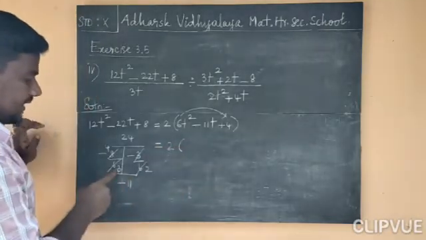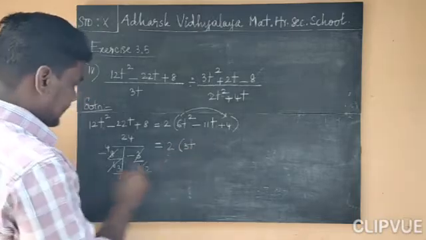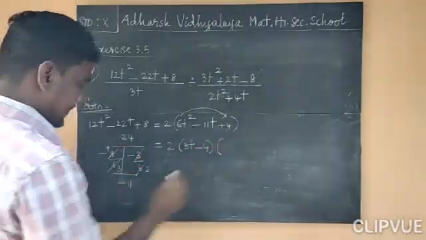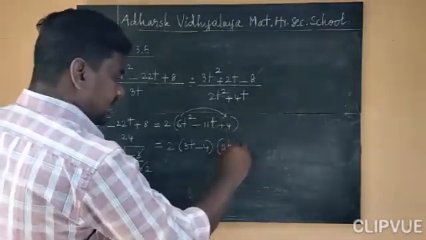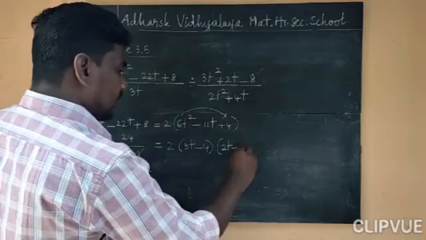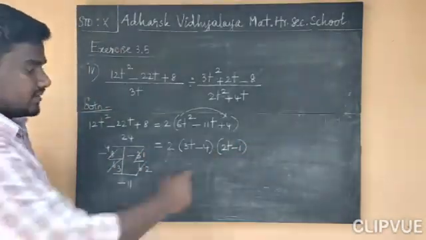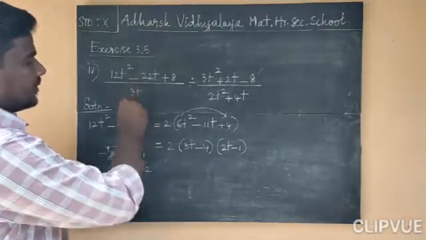So how can we write it in factor form? 3 into that variable: 3t minus 4. Similarly, this one: 2 into that variable is t minus 1. Here 1 will be there. So 2t minus 1. These are the two factors of the quadratic polynomial. And this one, no need to write.